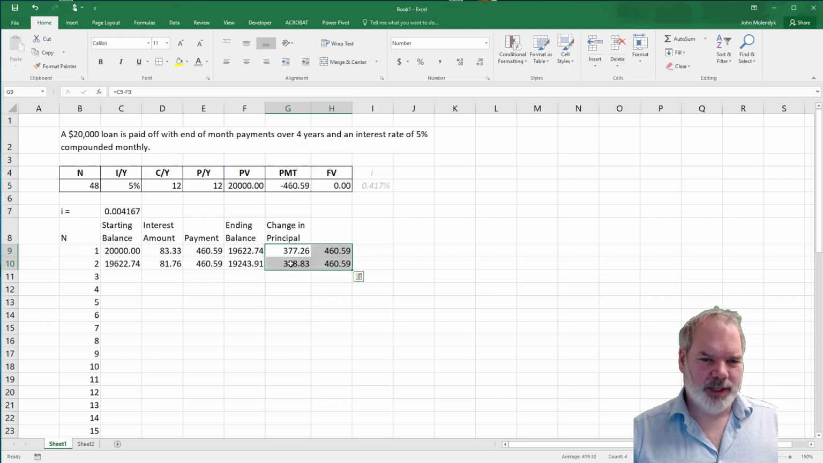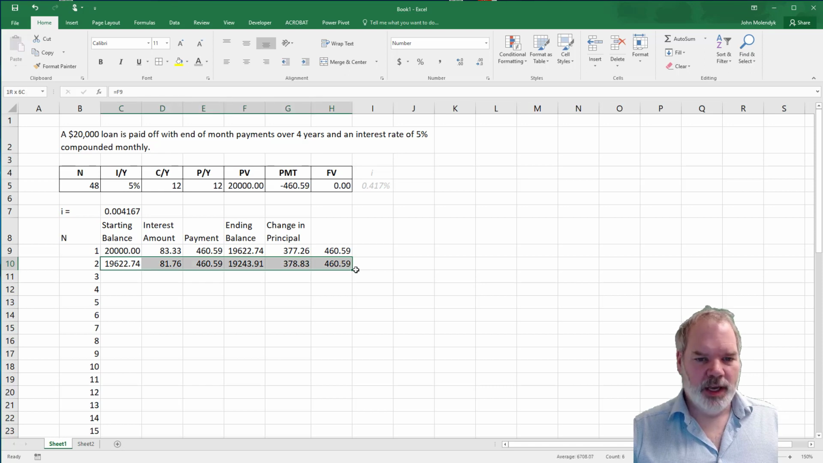We don't really need these two columns, but I'm going to drag them down anyway, because we can see that since I paid less interest, I'm getting more of a change in the principal. And still, the total amount between the interest and the change in principal is that full $460.59.